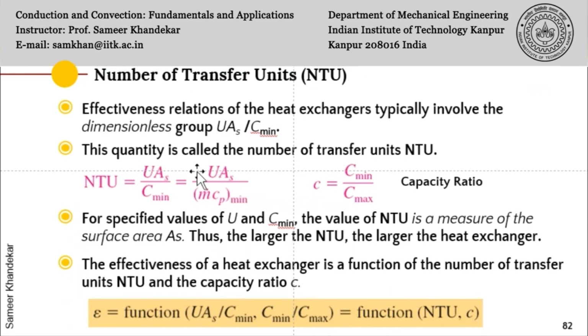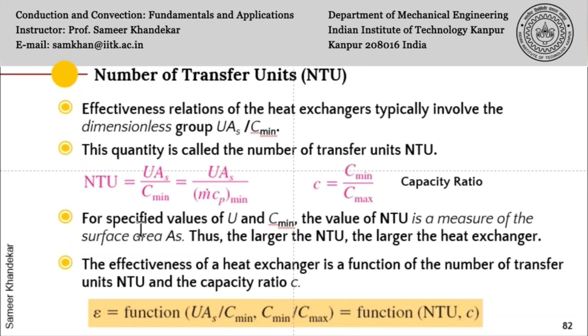So going to the next slide, we see that the effectiveness relationship of heat exchangers typically involves these dimensionless groups. This group, UA upon Cmin, is called the number of transfer units, or NTU. The second group, of course, is Cmin upon Cmax, which is just the ratio of the respective heat capacity rates of the two fluids. One is the minimum one and one is the maximum one. Either of the two can be this. The minimum can be cold or hot. It doesn't matter.